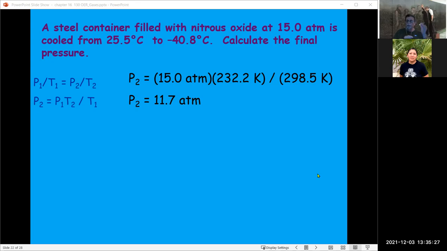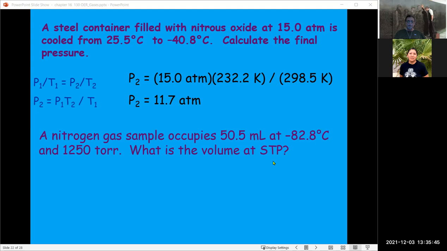Now it went from 15 atmospheres of pressure to 11.7 atmospheres of pressure. So it basically dropped about four atmospheres of pressure. Remember, we are at 1 atmosphere, so dropping it by 4 atmospheres is a lot of pressure.